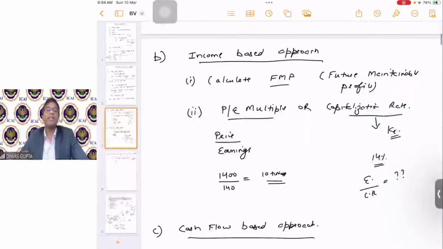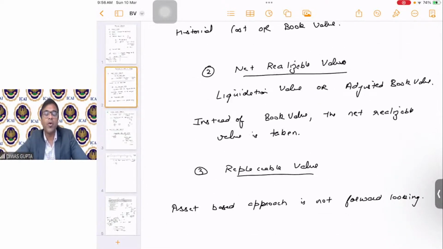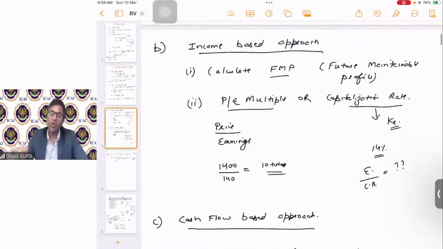Similarly, on the income-based approach, we said that, sorry, for the asset-based approach, what was the drawback? The drawback was that it only takes into account the historical transactions that have happened. It is not taking into account the futuristic ability of the company to earn profits, or let's say the futuristic ability to generate value for the business. So that was eliminated through the use of the income-based approach and the cash flow-based approach.